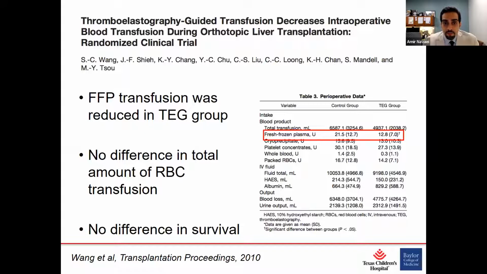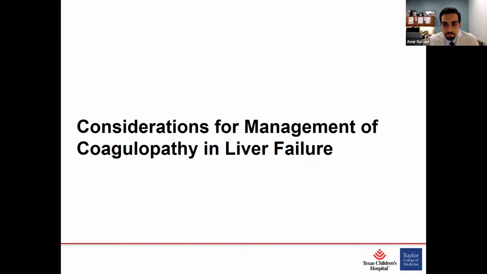And viscoelastometric studies were also used in the intraoperative management of the coagulopathy in liver failure patients, and it was demonstrated that targeted therapy with viscoelastometry was significantly reducing the amount of FFP transfusion in these patients. However, there was no difference in survival.